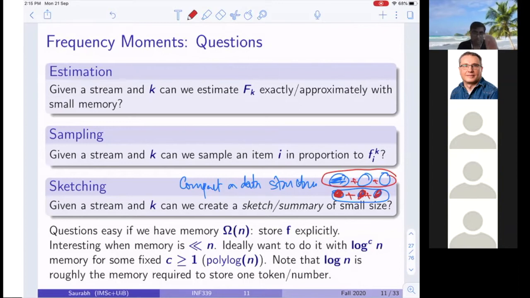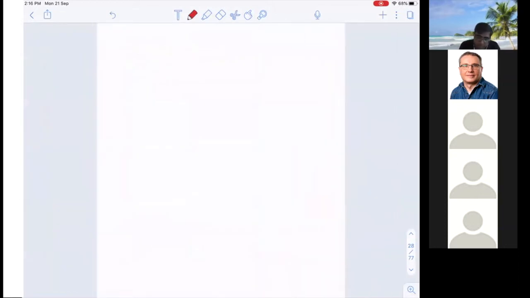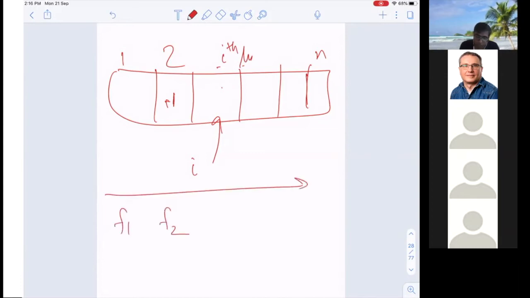Okay. But notice, all these questions are very easy if we do not care about memory, right? Because basically what we can do, as I told you, we know the range from where the items are coming. So you basically can store an array 1, 2, 3, up to n, and whenever some number comes, you just increment it by +1. So if i comes, you increment the ith location by +1. So now at the end of the stream, you have f1, f2, up to fn, right?